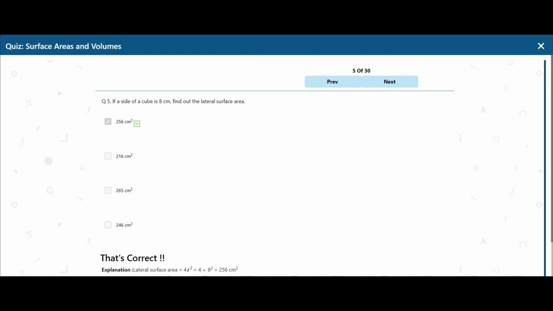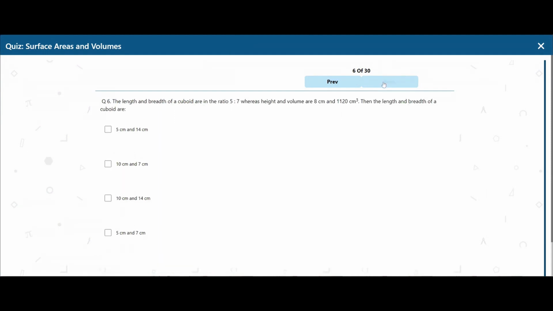Next, Madhumita. Yes, ma'am. Length and breadth of a cuboid are in the ratio 5:7, whereas height and volume are 8 and 1120. Find the length and breadth of the cuboid. This is the last question. L is 5x, B is 7x, height is 8, volume is 1120. Ma'am, option C.